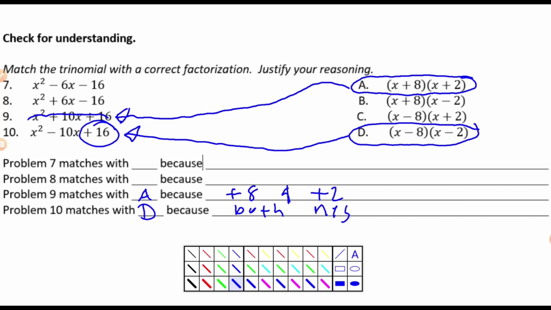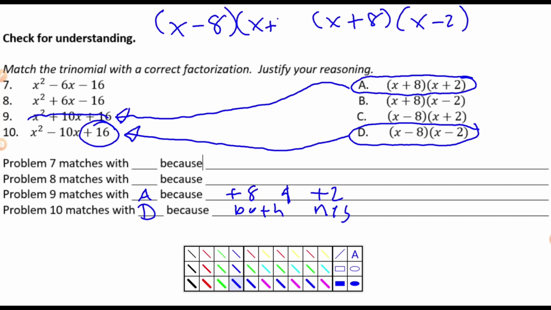The only difference between B and C is that one's positive and negative, the other one's negative and positive. So real quick, let me just do a little bit of math here. Let me write this down: x plus 8 and x minus 2. This one would require me to do a little bit of math: x subtract 8 and x plus 2. All right, so let's do a little bit of math and check some things out.